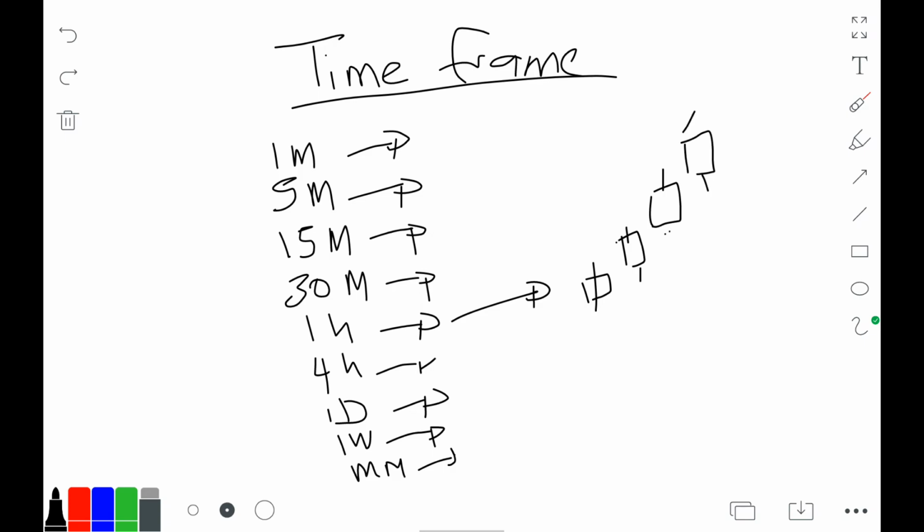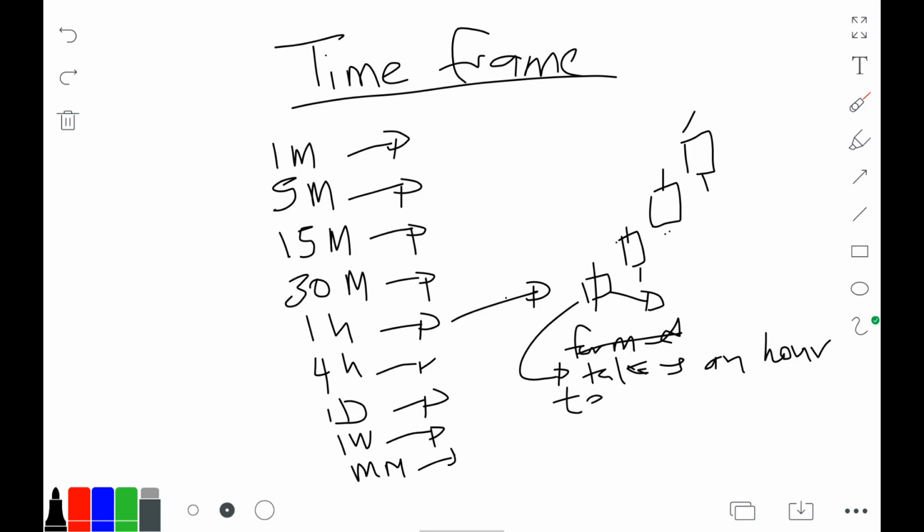So what is the meaning of that? If I'm on 1 hour, it means that this candle was formed after an hour. It takes an hour to form this candle. It takes an hour to form that candle.